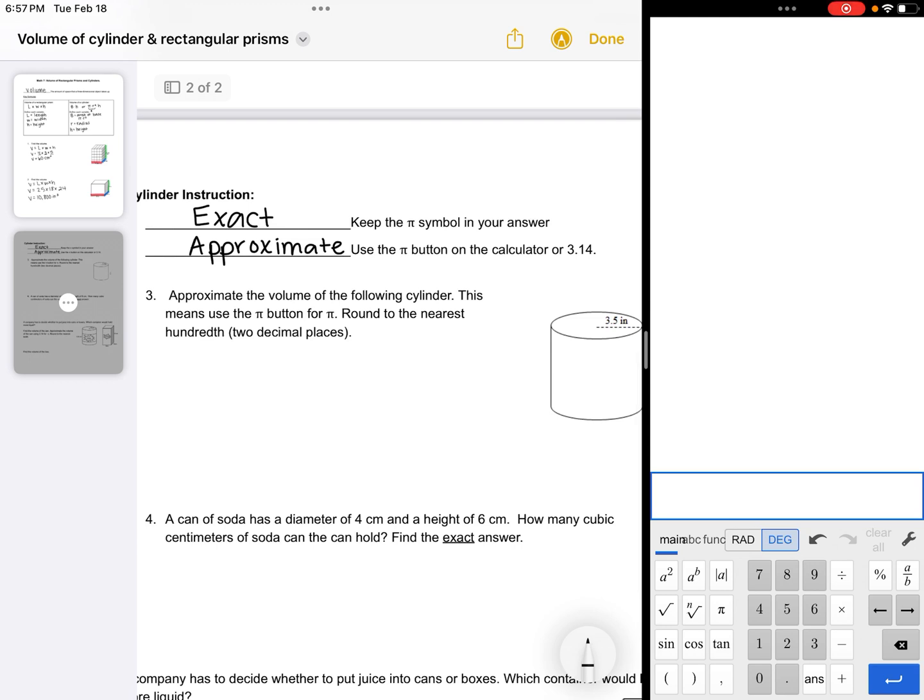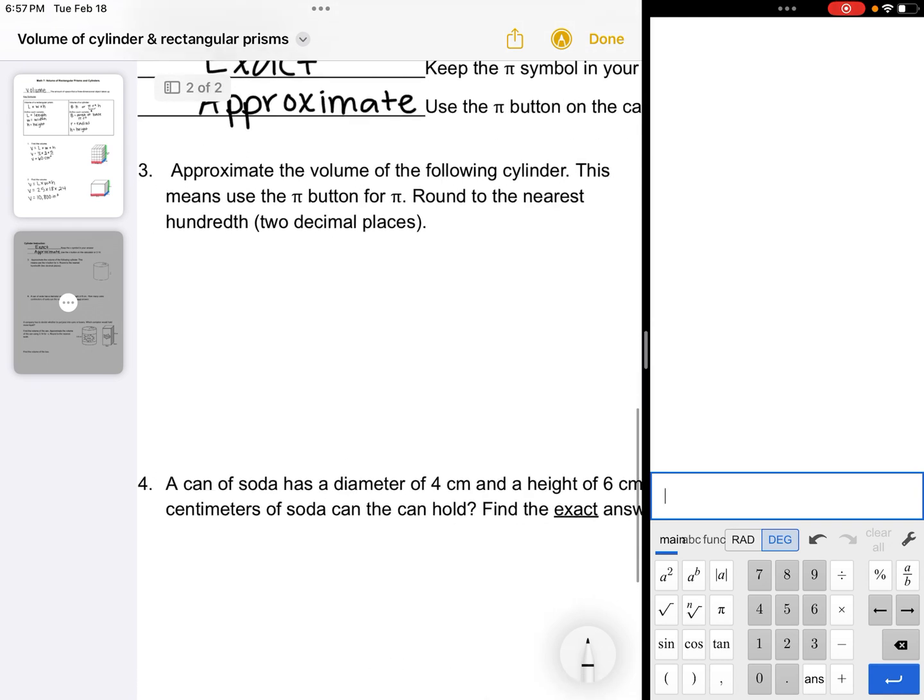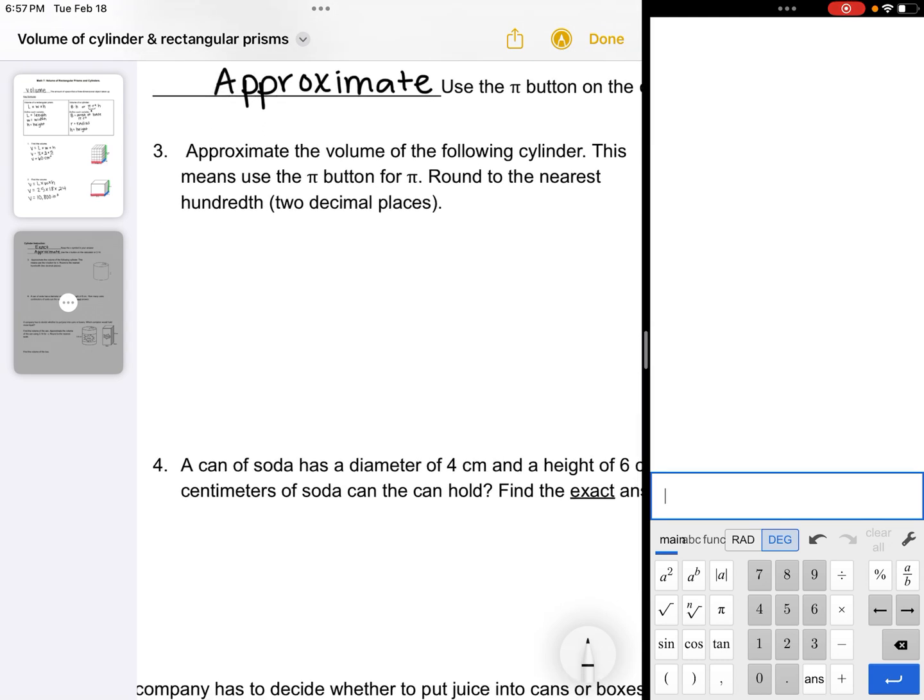Okay. Question number 3. It says approximate the volume of the following cylinder. This means use the pi button for pi. Round to the nearest hundredth, that means 2 decimal places. So I need to first establish that I know all of the important information. First, this is going to be volume of a cylinder. I am going to write the formula for volume of a cylinder. So formula equals pi times radius squared times height.